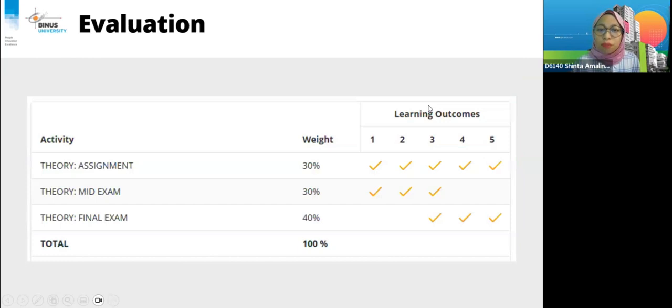So those are the topics, and this is the evaluations. We have 3 main evaluations from the assignment, mid-exam, and final exam with each weight for each measurement. And this is the learning outcomes for assignment. We may have assignment from the entire learning outcomes, from the very beginning to the end of the semester. While for the mid exam, you may focus on the first up to the third learning outcomes, and then for the final exam, the remaining three learning outcomes, the third to the fifth learning outcomes, which in total you have 100% of evaluations.